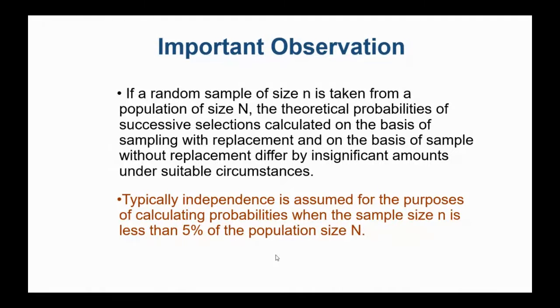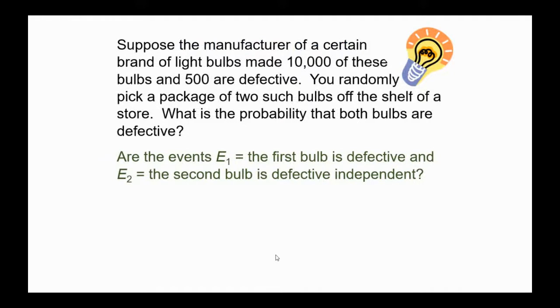Questions? We're almost done. One more example. Let's suppose the manufacturer of a certain brand of light bulb made 10,000 light bulbs. 500 of them are defective. You're going to randomly pick a package of 2 light bulbs off the shelf. What's the probability that both light bulbs are defective?